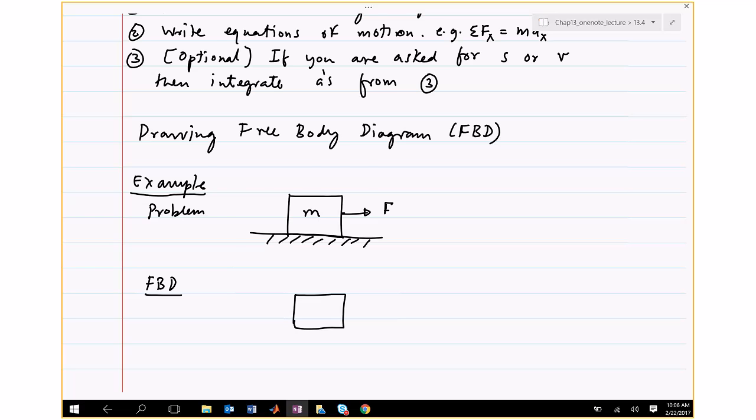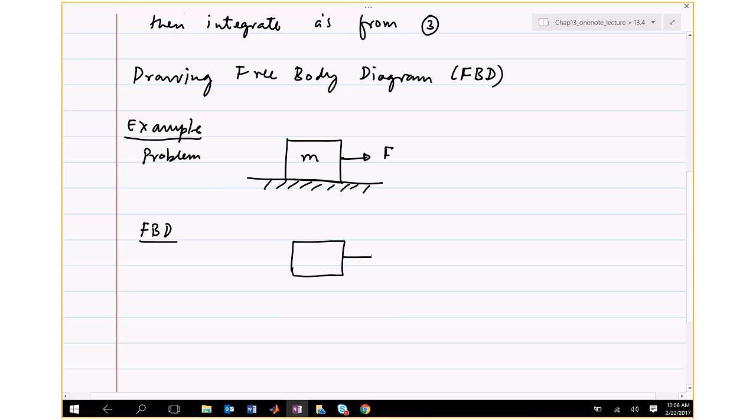So the FBD for the mass would look like this. I'm just drawing the mass. I'm removing the ground from the figure and replacing the effect of the ground with a force. So what the ground is doing is applying a force in the normal direction. And why is that? Because if that force did not exist, then the mass would just go into the ground, right? It would penetrate the ground. So there should be a force. There is mg acting downwards.